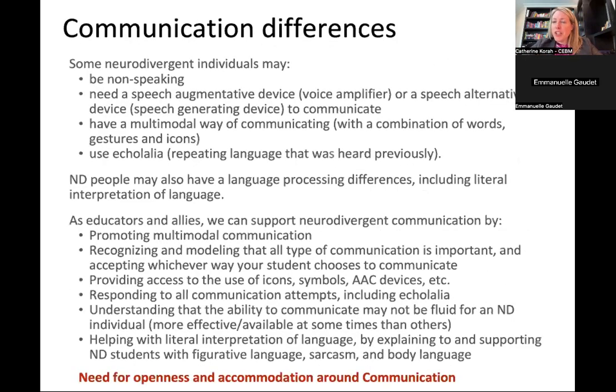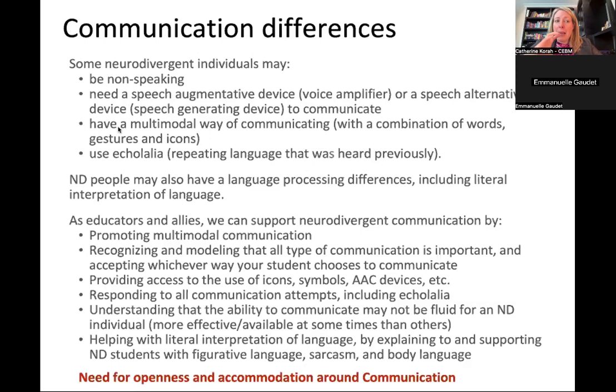In terms of communication, there are also big differences between neurotypical and neurodivergent people. And even within the neurodivergent population, there are differences. There could be differences from a person who is non-speaking to a person who may need a speech augmentative device, whether it is a voice amplifier, or a speech alternative device, which is a speech generating device, sorry, it's Friday afternoon, in order to communicate.